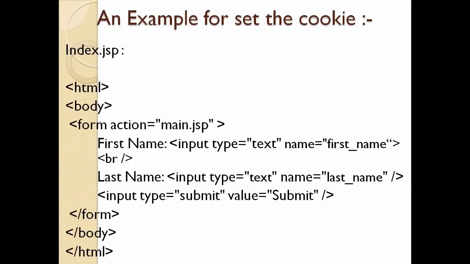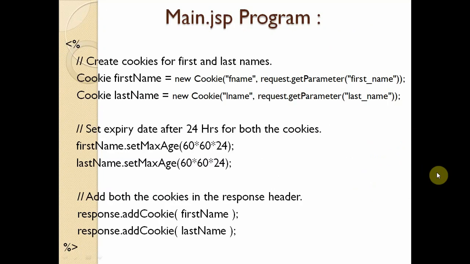Here we have two text boxes. In this line the first key is fname, and the second key is lname. So key one is fname, key two is lname. This is for the first name cookie and this is for the last name cookie.